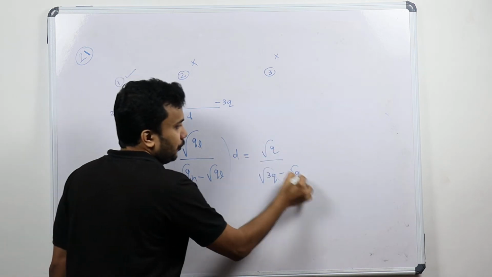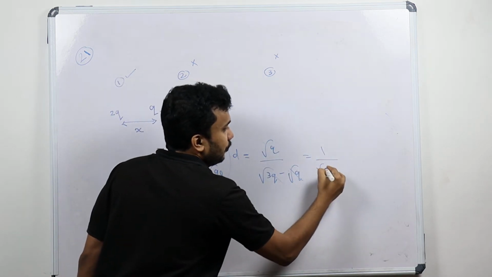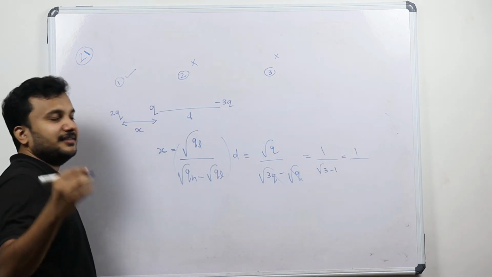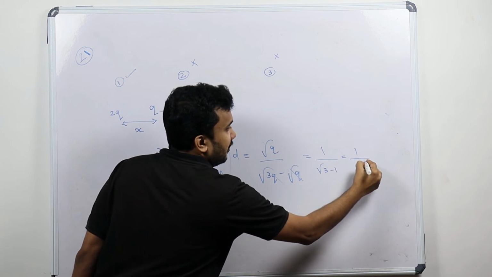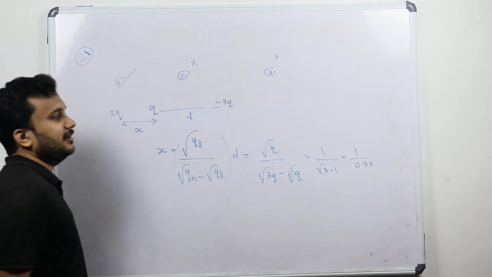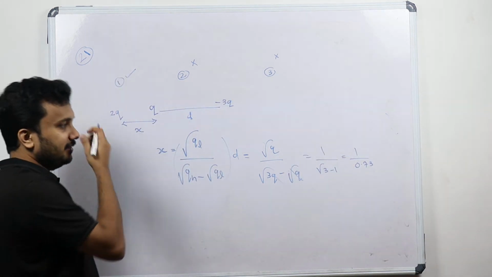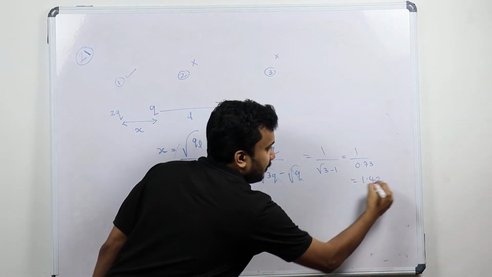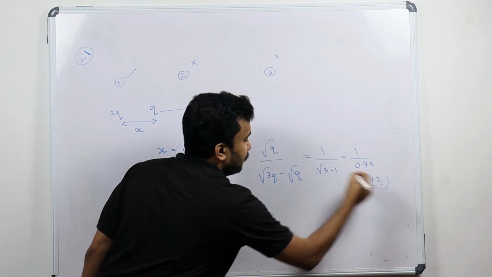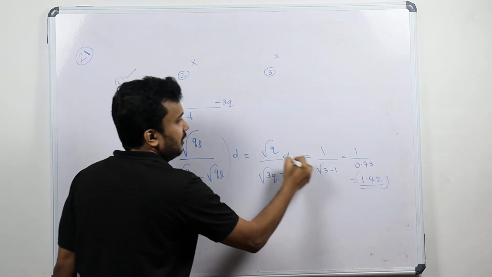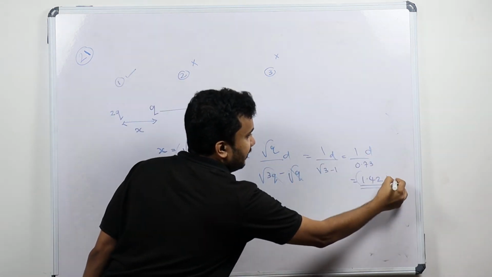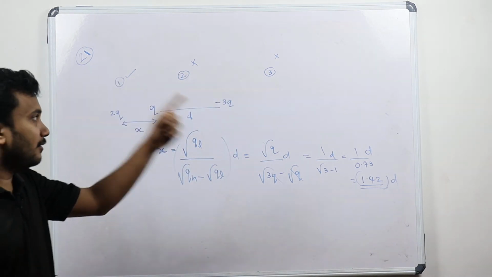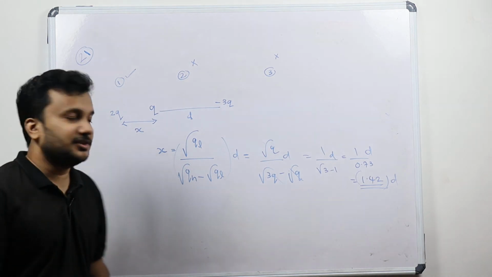Now, Q will cancel. So 1 divided by root 3 minus 1. Root 3 means 1.73, so 1 divided by 1.73 minus 1, which becomes approximately 1.42. 1.42 times of what is there extra? D will be here. 1.42 times of D is the right answer for this question with the shortcut method.